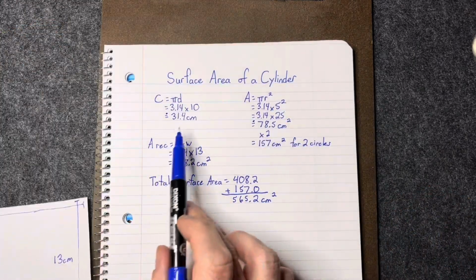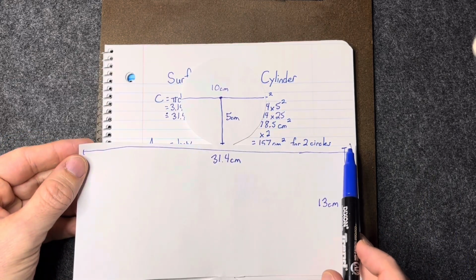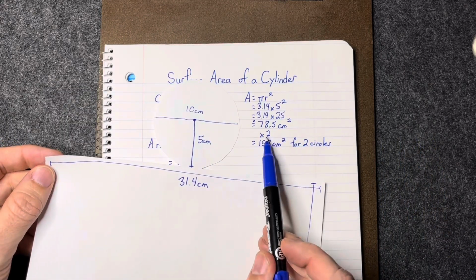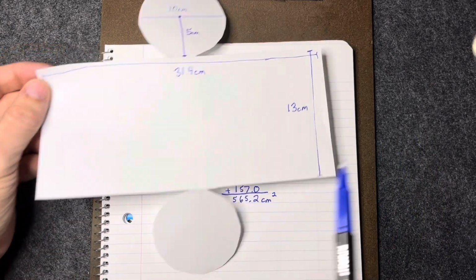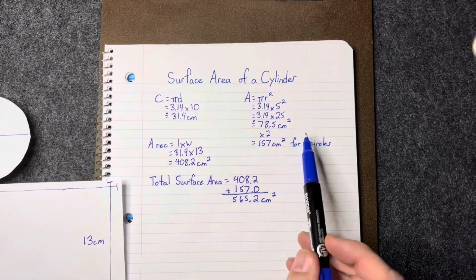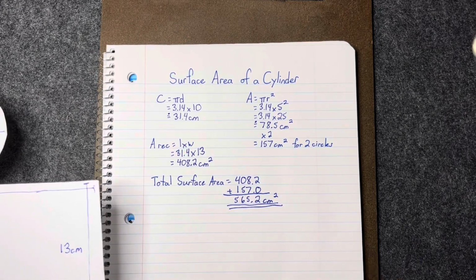So those are the steps that you need to do to find the surface area of a cylinder. Find the circumference so you can find out the length if you're not already given it. Find the area of one circle, multiply it by 2 for both circles, and then figure out the area of the rectangle. Add them together and you have your total surface area.